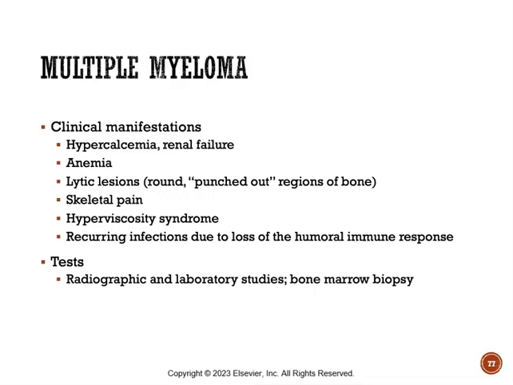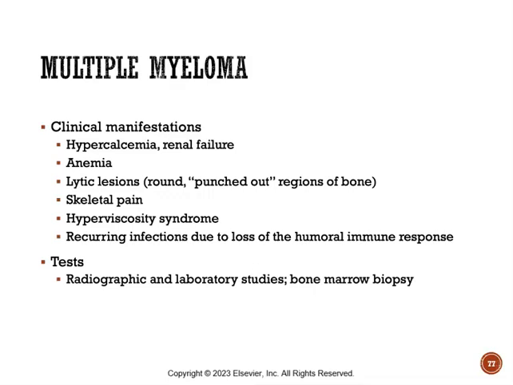Let's talk more about their clinical manifestations. So we mentioned hypercalcemia. That is going to occur as the bone is broken down, and that can lead to fatigue, confusion, and kidney disruption. Renal failure is going to be a common thing due to the Bence-Jones proteins because they're damaging the kidneys.